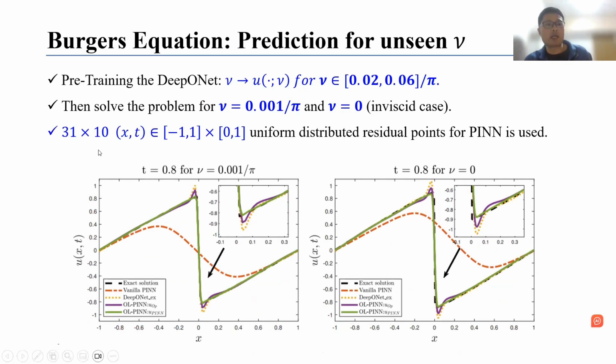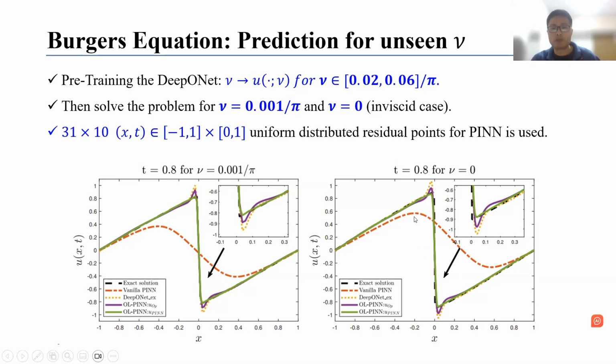For this example, I use about 300 latitude points for this equation. Even for a smooth problem, if you use this small number of latitude points, you cannot obtain a very good accuracy. Usually you may need thousands of latitude points. These are the results. The left one is for small nu, and this one is for nu equal to 0, the inviscid case.